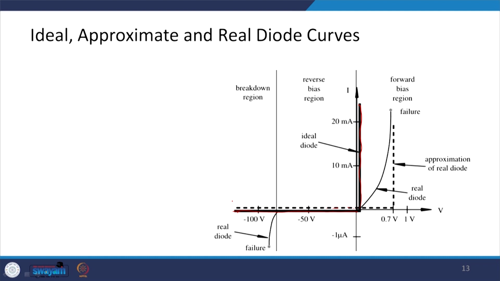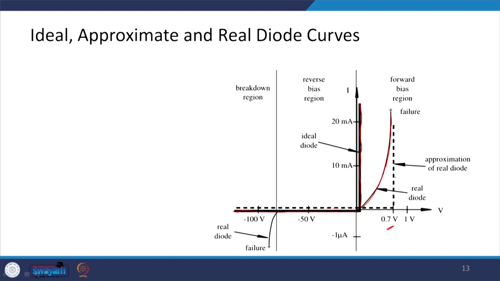Now, the real diode curve is something like this: there is an exponential growth in the current value in the forward bias region, and for a silicon diode it reaches significant current at around 0.7 volt. An approximation of the real diode can be done with the help of the dashed line, as shown here. So, this is the behavior in the forward bias region.